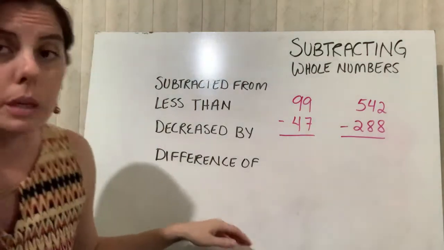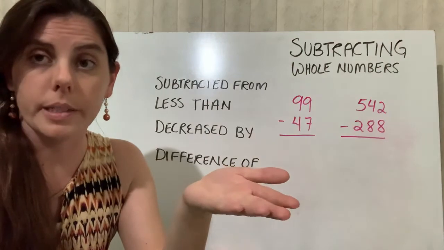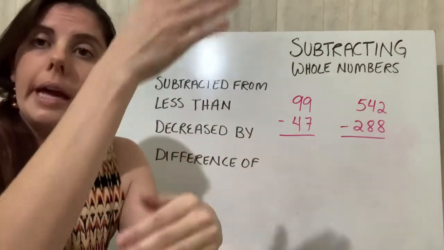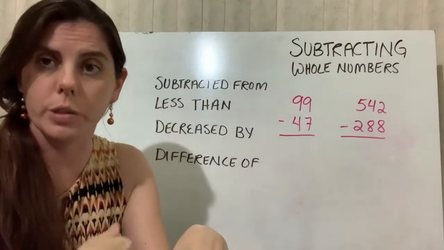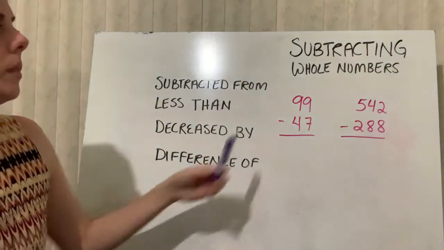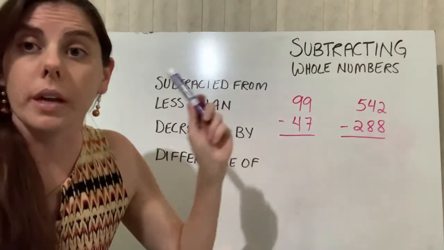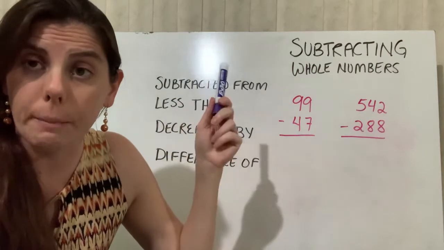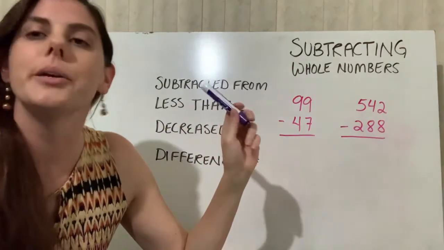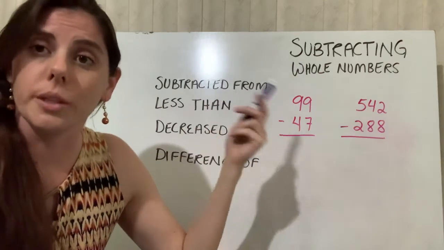Let's do some easy subtraction. Just like addition, the easiest way to do it by hand is to write it vertically, and line up your ones with your ones, your tens with your tens, your hundreds with your hundreds. In this first one, we have 99 minus 47. Because we're dealing with whole numbers, remember that the bigger number needs to be on top. If you get confused on how to write it, just make sure that the bigger number is on top.